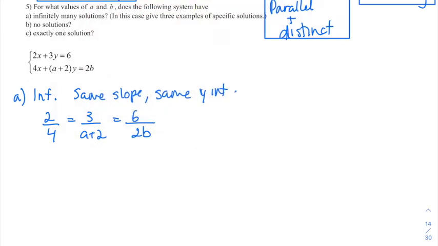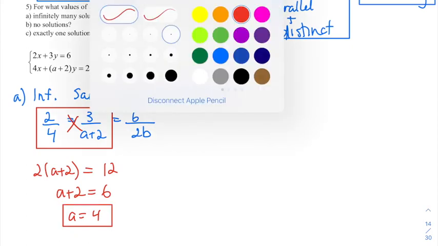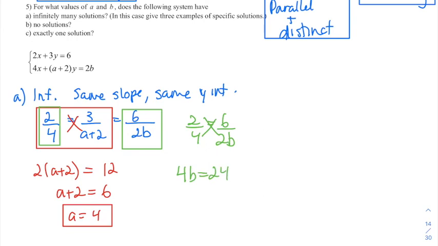So how do ratios work? Well, I can just look at these two first, and I can cross multiply. So when I cross multiply here, I can see that if a is 4, that's going to get us somewhere. And then I can look at comparing this to this and cross multiplying. So if I have 2 over 4 equals 6 over 2b, b equals 6.